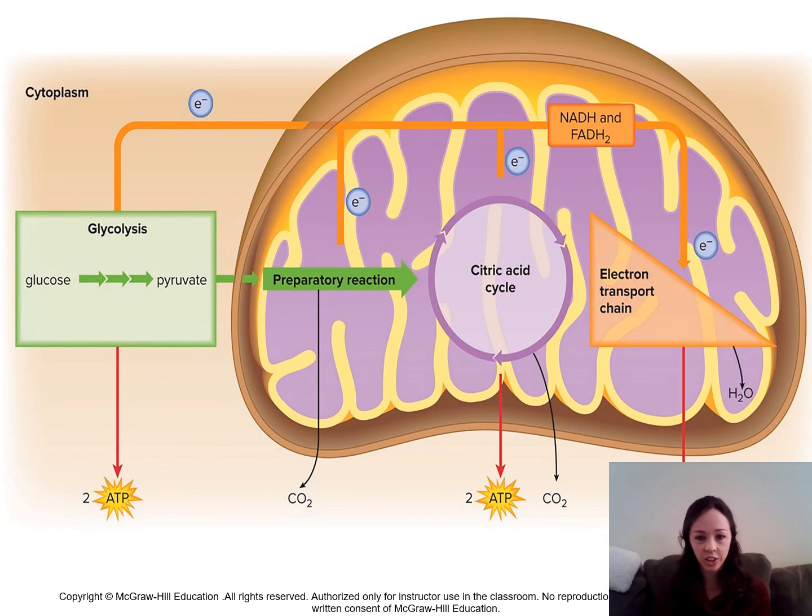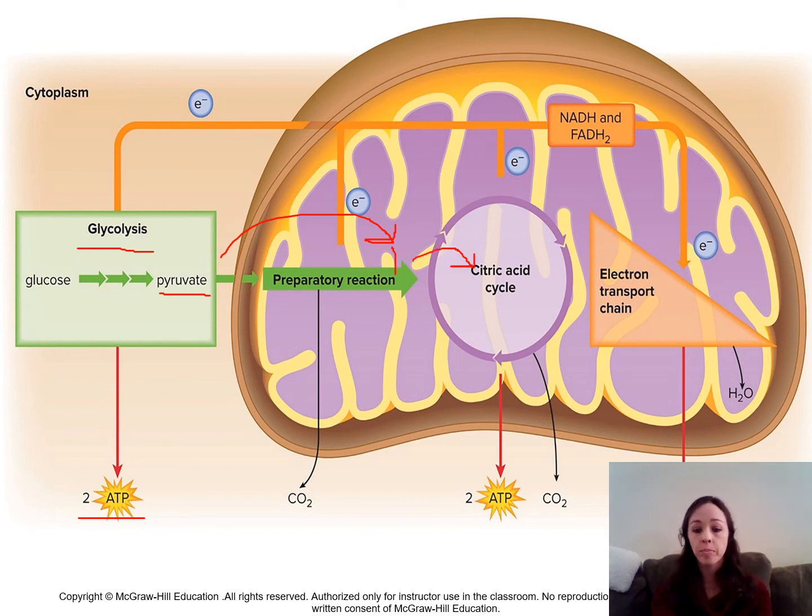Like I was saying earlier, there are 4 steps for cellular respiration. Our first step is glycolysis, and it happens on the outside of the mitochondria. 2 ATP will be generated in this step. If there is oxygen present, then our pyruvate molecules will move into the mitochondria, where they will undergo the preparatory reactions, which prepare the pyruvate to enter into the citric acid cycle.